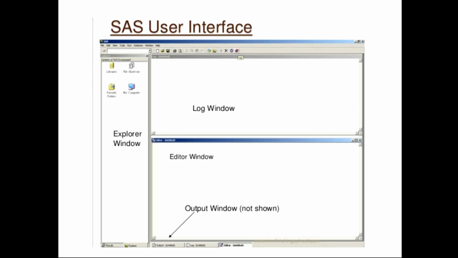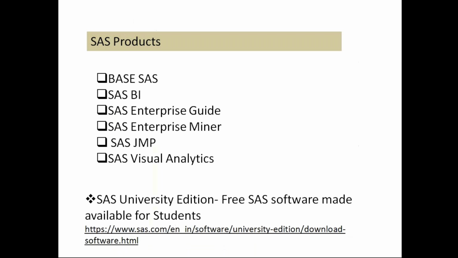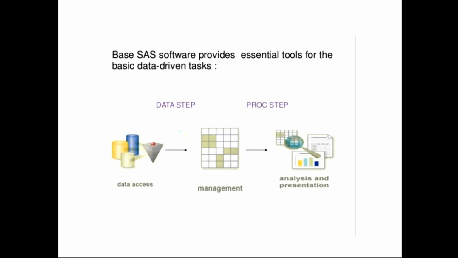The log window is basically for debugging purposes. When you run any code, it gives you the steps of your code run, and you can debug your code from that window. And the explorer window is basically where SAS has its own libraries and stores SAS data sets. SAS tables are called SAS data sets. So the SAS explorer window is a place where all your data sets will be kept. Okay.